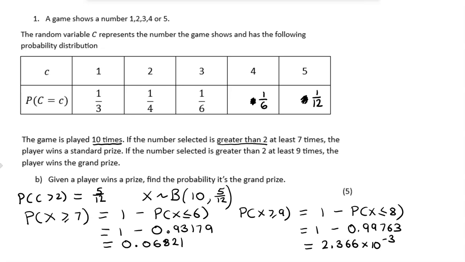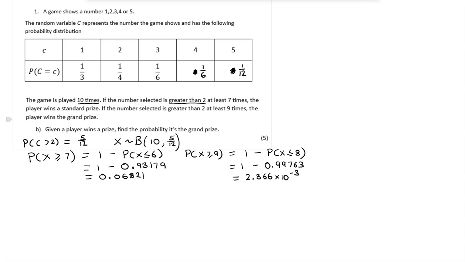Given a player wins a prize, find the probability that it's the grand prize. So what we know already is that they have won a prize. We're given this additional information that they've won the prize, and we're going to work out the probability that it is the grand prize. So this is a conditional probability, because what we're saying here is find the probability that x is greater than or equal to 9 given that x is greater than or equal to 7.